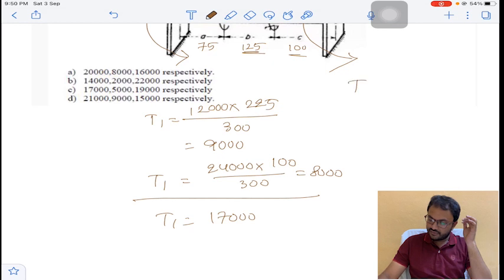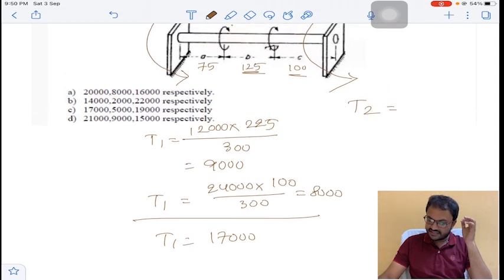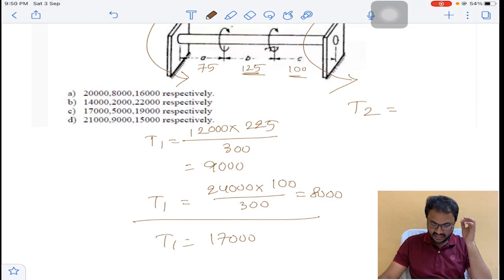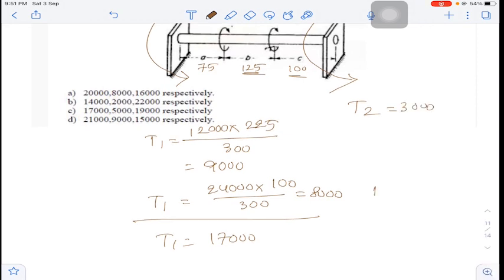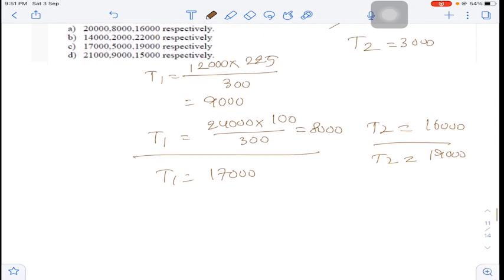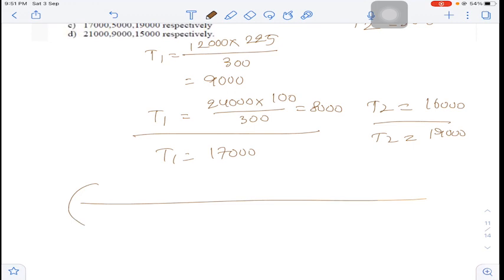Similarly, T2, because of 12,000 kg centimeter, you will get 3,000. And because of 24,000, you will get 16,000. Total, you will get T2 as 16 plus 3, it is 19,000. So now the amount of torque, here it is 17,000, here it is 19,000, here 12,000, here 24,000.